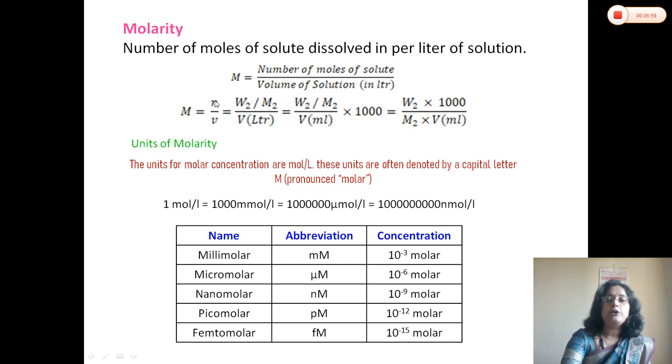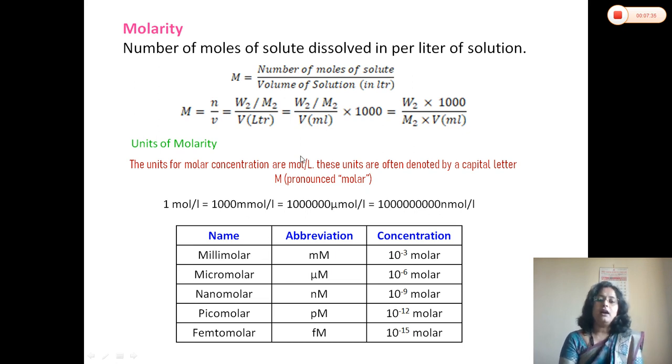As I already told you, number of moles is given by the weight of solute divided by the molecular weight of the solute, and the volume is taken in liters, but if we take the volume in ml, we need to multiply the whole entity by 1000. So this is the resulting formula of the molarity, that is W2 into 1000 upon M2 into volume in ml. The unit of molarity is mole per liter, but it is often called the molar solution, which is denoted by the capital M.